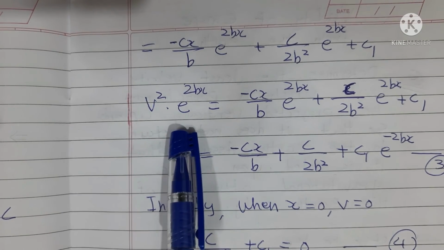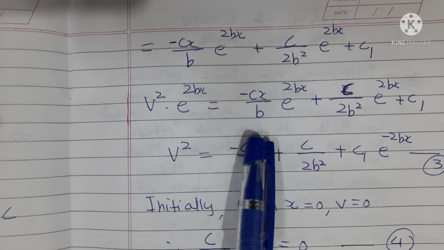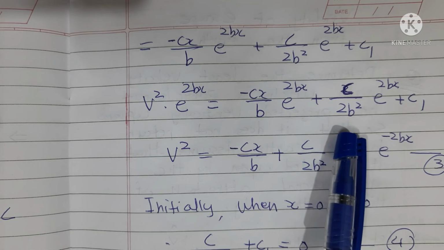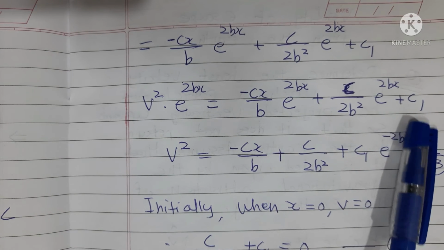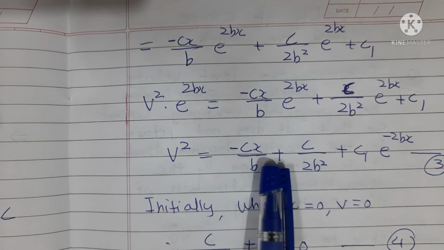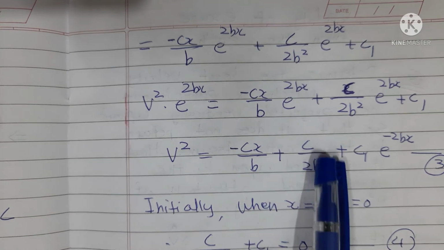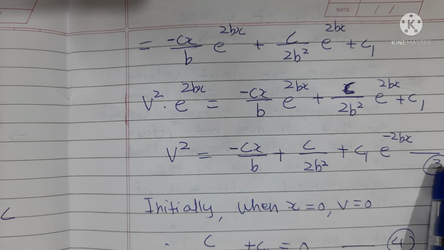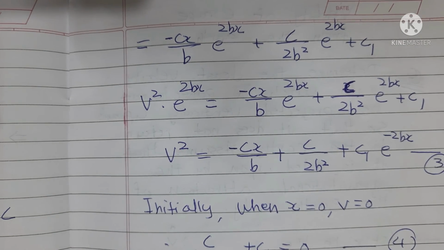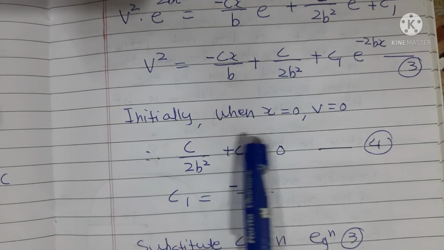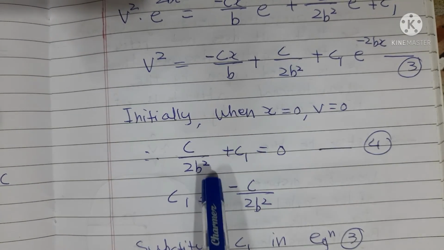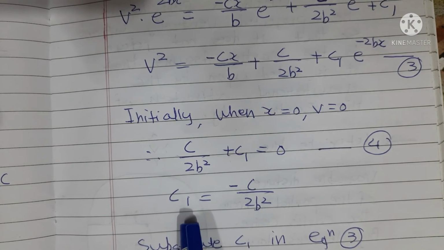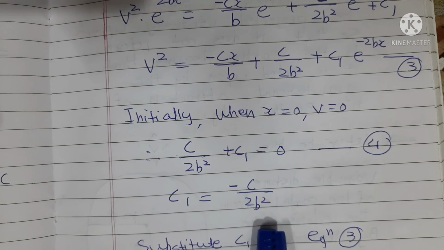Therefore v square into e raised to 2bx is equal to minus cx upon b e raised to 2bx plus c upon 2b square e raised to 2bx plus c1. Therefore v square is equal to minus cx upon b plus c upon 2b square plus c1 into e raised to minus 2bx. This is equation number 3. Now initially when x is equal to 0, v is equal to 0. Therefore c upon 2b square plus c1 is equal to 0. Therefore c1 is equal to minus c upon 2b square.